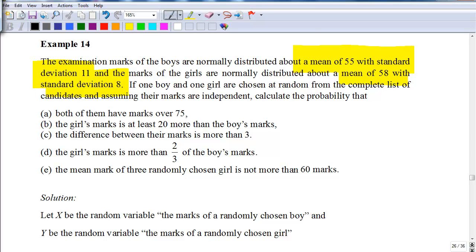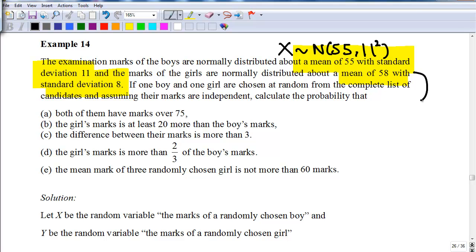So if I'm doing this question, one of the first things I will mark down somewhere will be, I'm going to call the marks of boys X. Then it is normally distributed with mean 55, exactly what the question tells me, and standard deviation 11. Can you spot a mistake in my working? Good. There should be a square here.